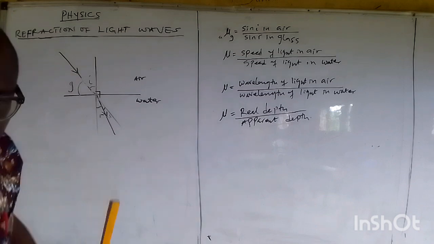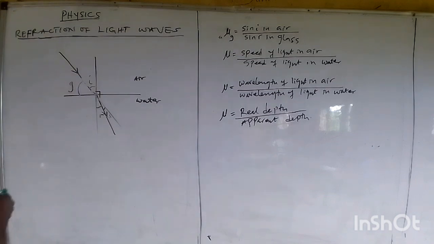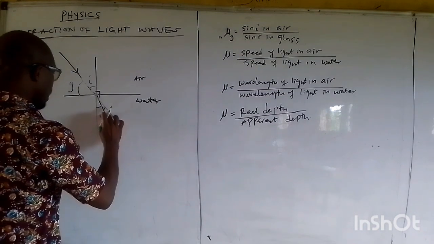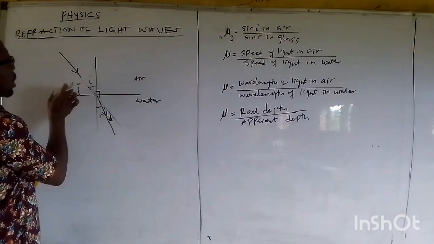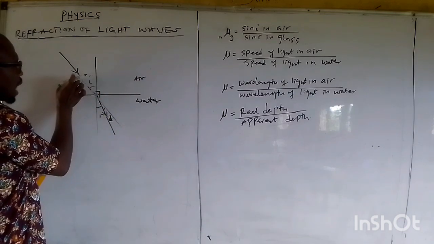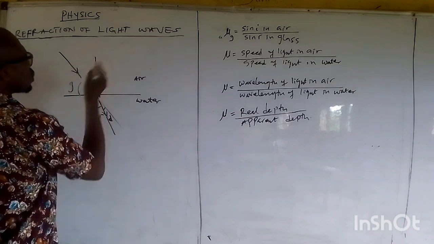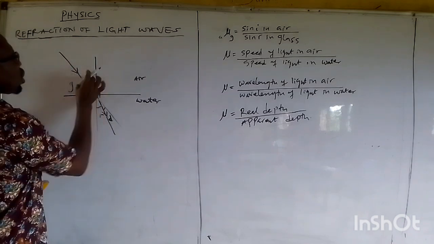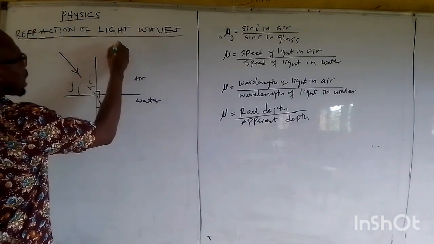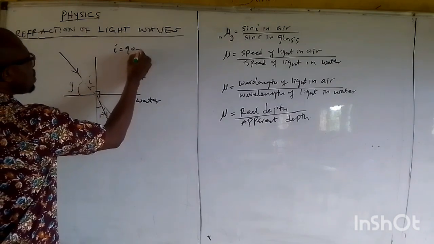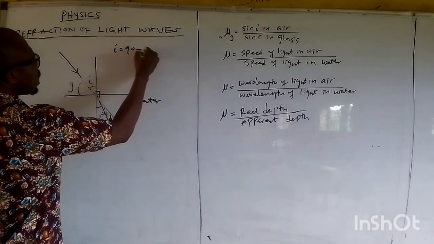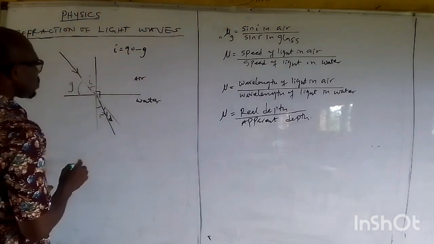Now, if we have here our angle of deviation, we can always get our I. If glance is given and I is not given, of course, this is 90 degrees. So if we want to get I, angle of incidence is equal to 90 degrees minus angle of glance.